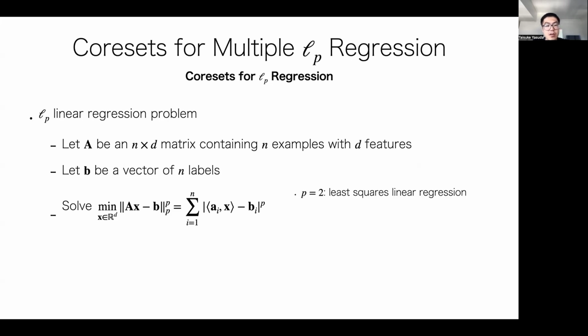Now, for p equals 2, this corresponds to the usual least squares linear regression problem. But for other values of p, we also recover some other interesting problems, such as least absolute deviations regression for p equals 1, and Chebyshev regression for p equals infinity. And here the idea is that by tweaking the value of p, we can interpolate between different behaviors of these loss functions, ranging from average case error for p equals 1 all the way to worst case error for p equals infinity.